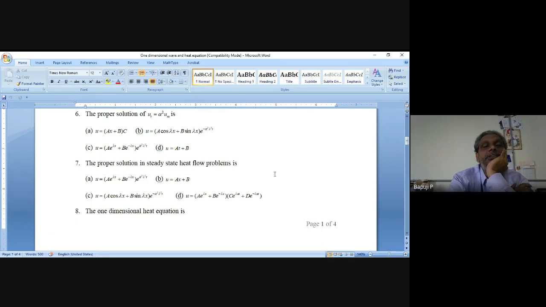u of 0 comma t is equal to 0, u of l comma t is equal to 0, u of x comma 0 is equal to f of x. You did it or not? First a is equal to 0, and p x is what I wrote, given lambda. Both are the same only. Which one did I do? B, sir. So C is not, because the minus is not there, correct? Then the proper solution of the steady heat flow problem is asking: what will you get?